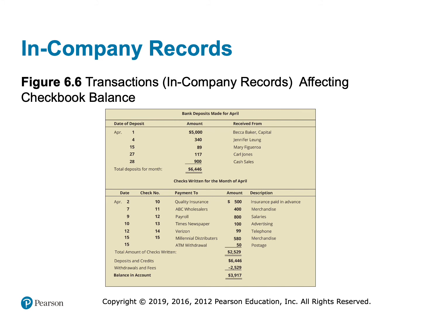So here we can look at our company records and we can see that we made some deposits. And we have our deposits that we made on April 1st and 4th and 15th and so on and so forth. And then we see the checks that we wrote. We have the check numbers that we wrote. We have who we wrote them to. We have that description, that memo line. This description would really, again, be your memo line on there. And so we know exactly how much we had. $6,446 of deposits. We wrote checks of $25.29, and so that leaves us an ending balance of $39.17 in our account.